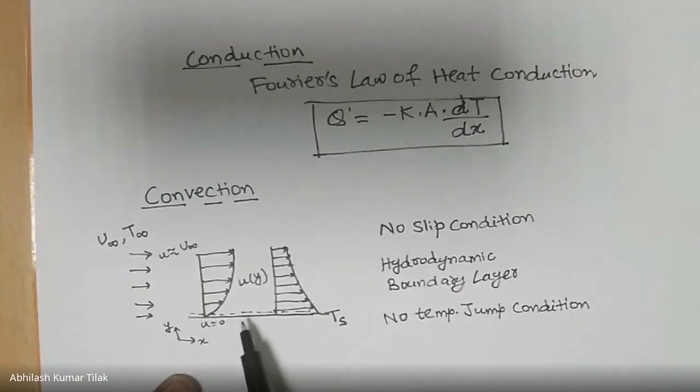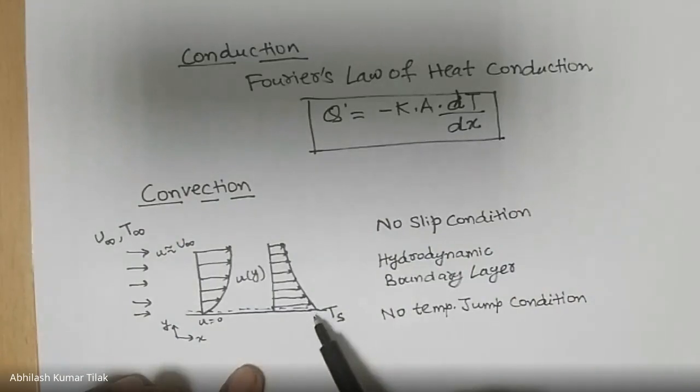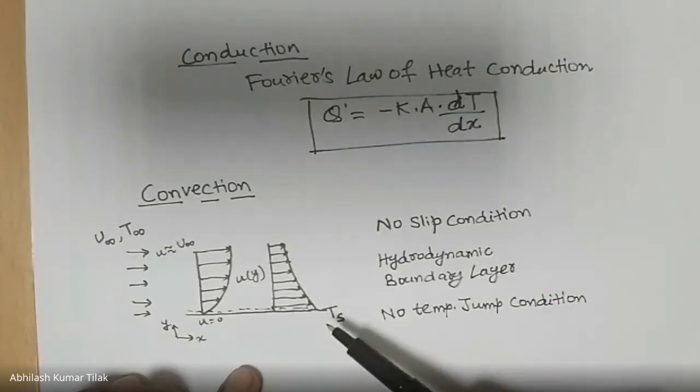Sir, can you explain the no temperature jump condition again? Yeah, I will explain now. One of the fluid layers is now having zero velocity relative to the solid surface, because of the no slip condition. Since it is having zero velocity, there is no motion, so the heat transfer will be purely due to conduction only, and it attains the same temperature as that of the surface.